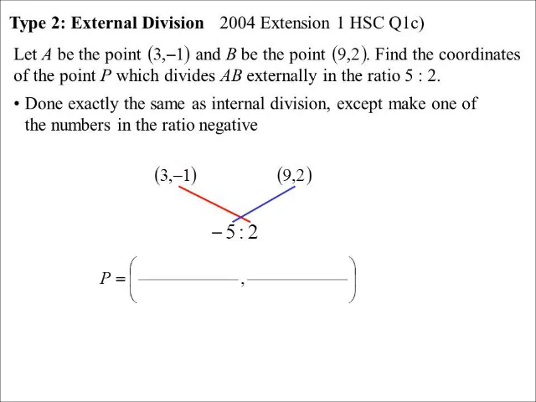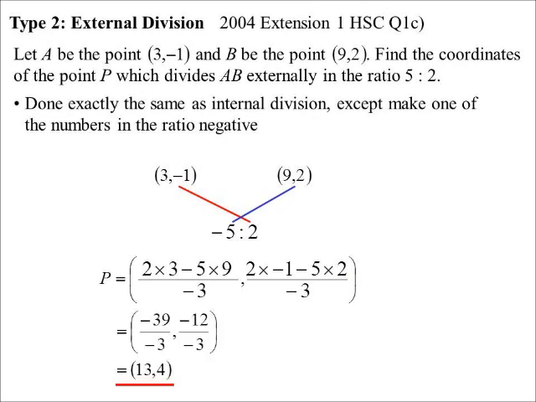Add the two numbers, negative 5 and 2, gives me negative 3. Multiply along, so for the x value, 2 times 3, negative 5 times 9, and the y value, 2 times negative 1, negative 5 times 2, and bingo, we have our answer: 13, 4. Okay, so that's how you do internal, and that's how you do external.